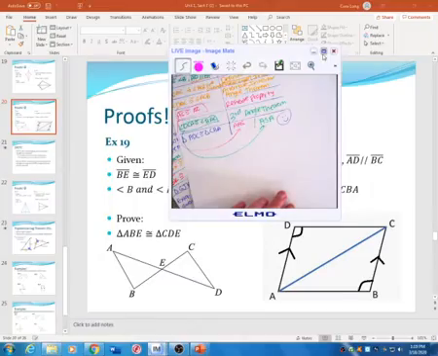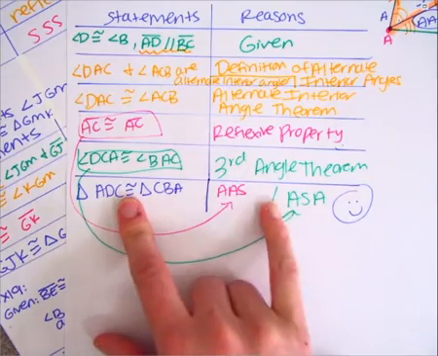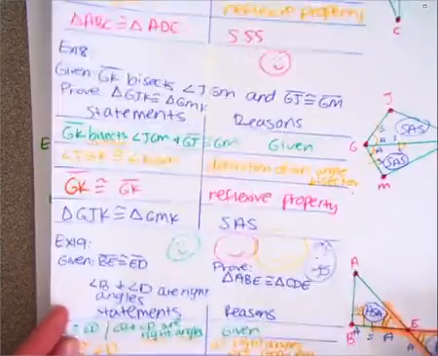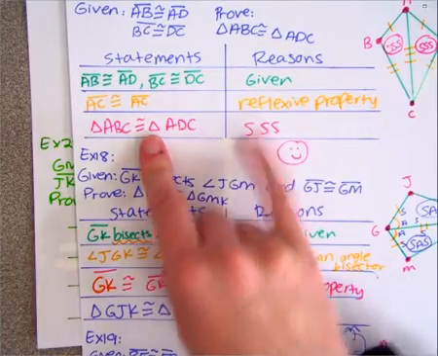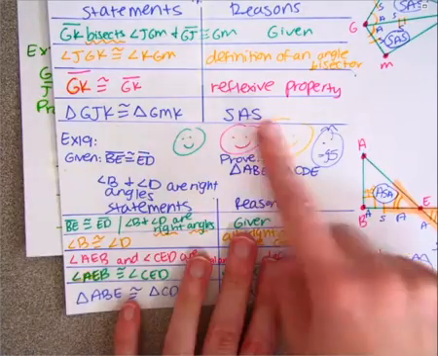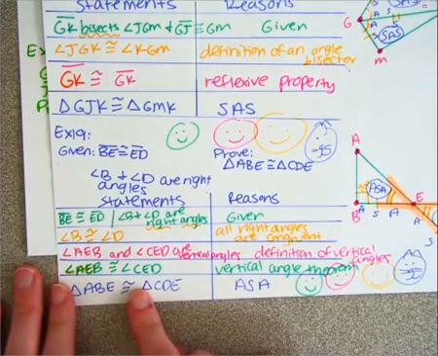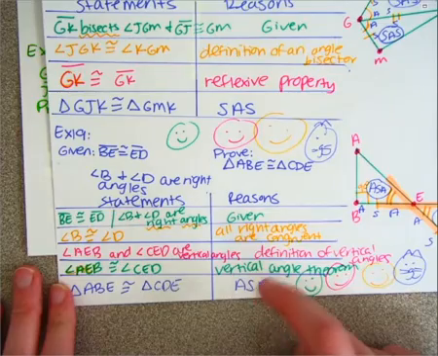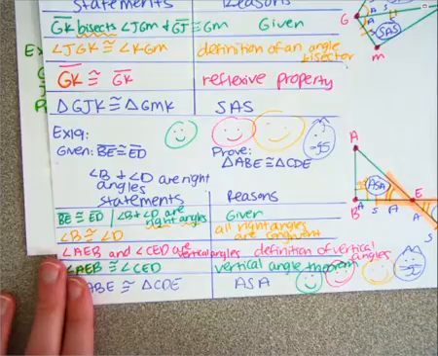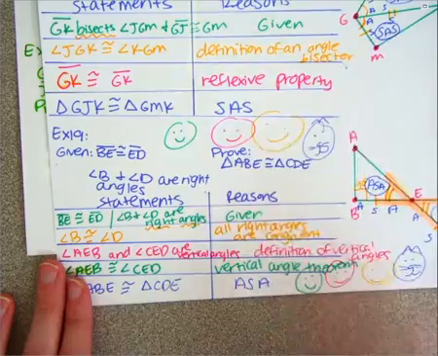If you think back to when we did this a little while ago, if I show you here, my last reason has one of our shortcuts, AAS and ASA. In this one, our last statement was proving triangles are congruent and our reason was SSS. Here our last reason was SAS. And with this one, our reason was ASA. So that's the pattern. If your last statement is to prove triangles are congruent, then your final reason should be one of our shortcuts.